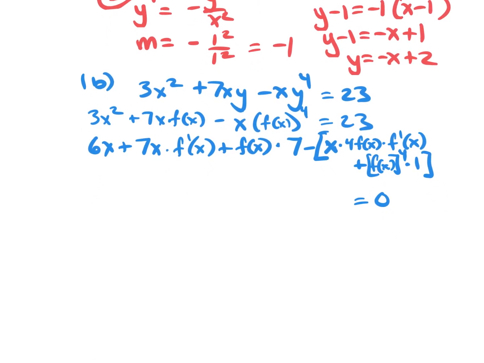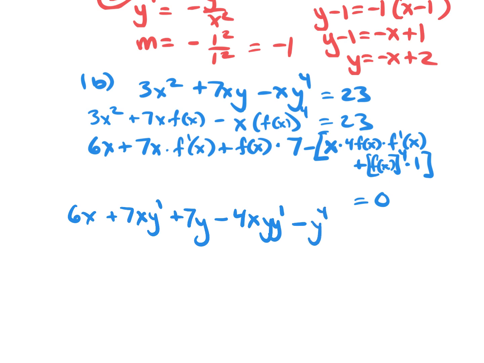All right, so let's just clean things up, and maybe just so we have more room at this point, now that we've done the derivative, you can replace f primes of x's with y primes and f of x's with y. So we've got 6x plus 7x y prime plus 7y minus, let's distribute the negative, minus 4x y prime minus y to the fourth, okay, equals 0.